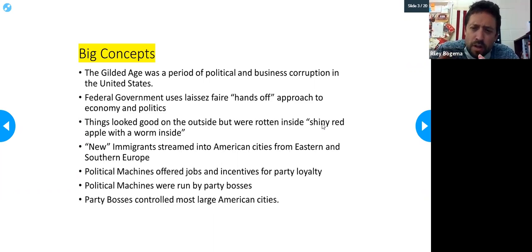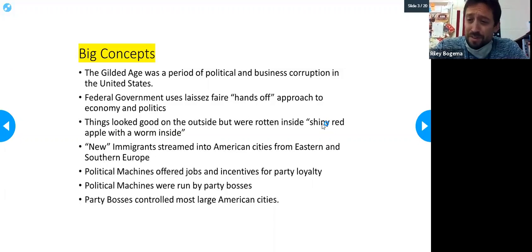A lot of these immigrants are going to live in cities because that's where the factories are. And we're going to have this new political machine get created. It's a machine run by politicians who take the immigrants and promise them things in exchange for their vote. If they can get the immigrants to vote for them, they make all these promises to the immigrant groups coming into the cities, promising jobs and incentives if you're loyal to their party. And these political machines in most major American cities during the Gilded Age are run by party bosses.